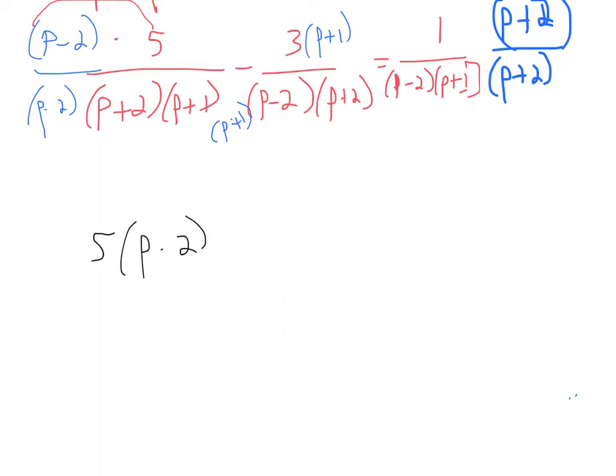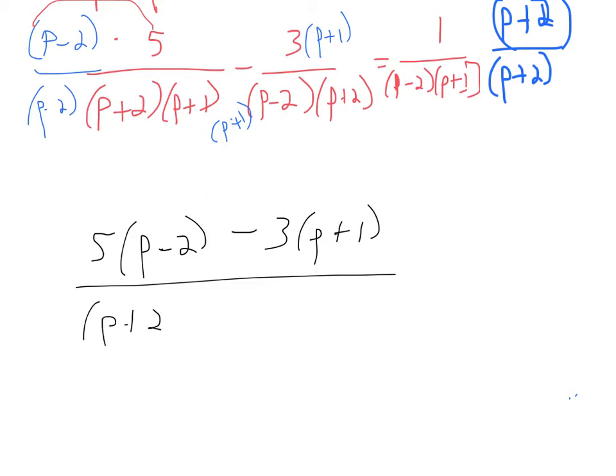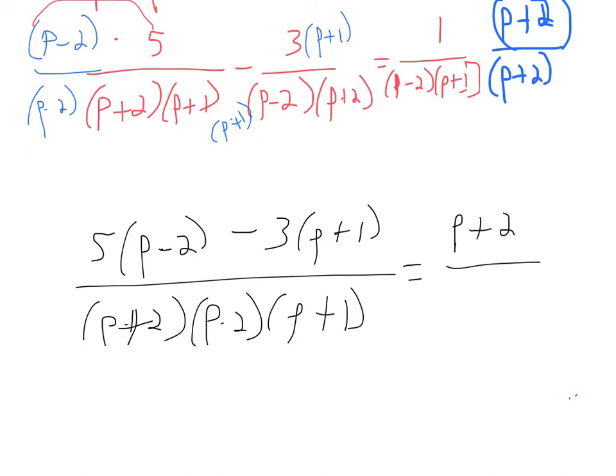5 times p minus 2. They're being multiplied together, so I just put the 5 in front. And this is all being subtracted by 3 times p plus 1 from the other fraction. And remember, we can do this because now we have common denominators. You can just subtract the numerators when you have common denominators. So we had p plus 2, p minus 2, and a p plus 1 for that common denominator that we crafted. And over here on the right, that's just a p plus 2 over that common denominator again: the p plus 2, the p minus 2, and the p plus 1 that we worked hard to get.